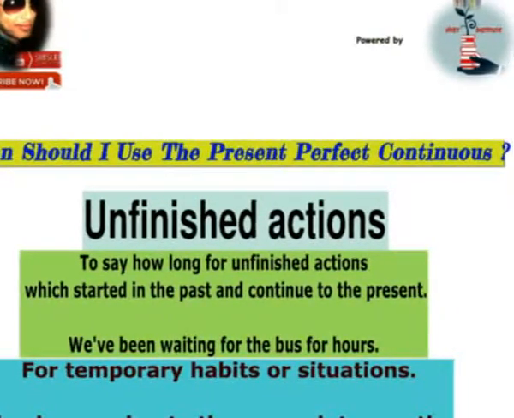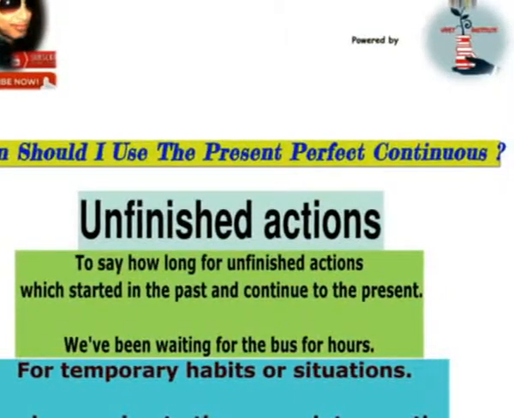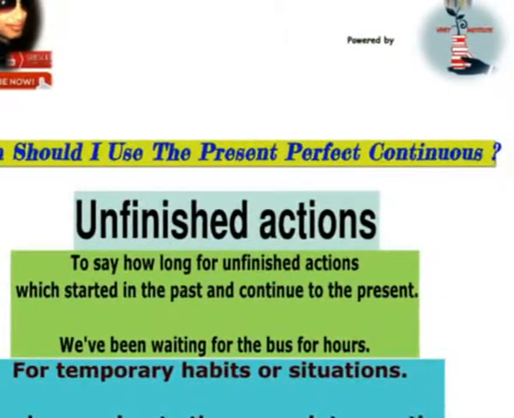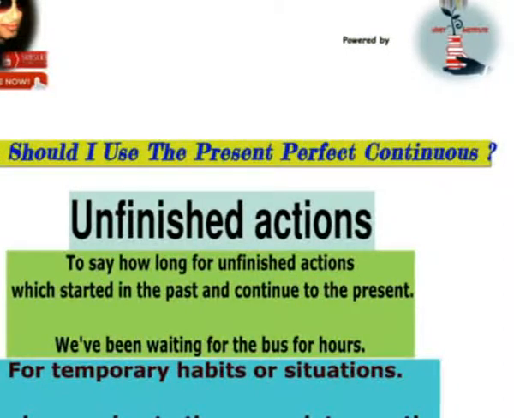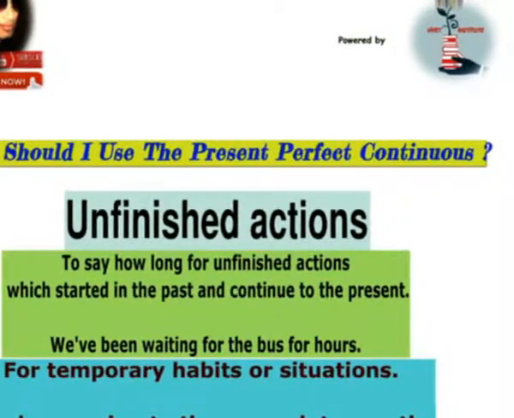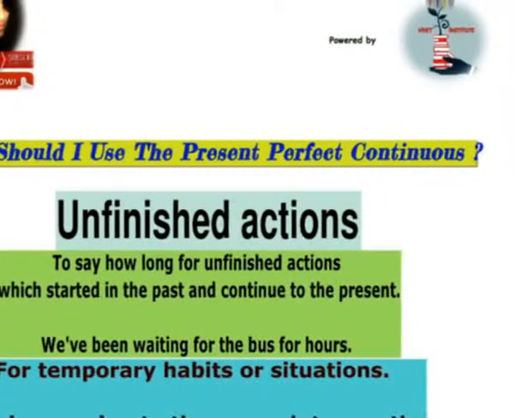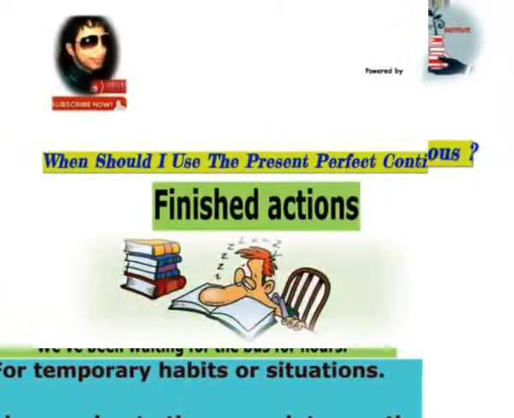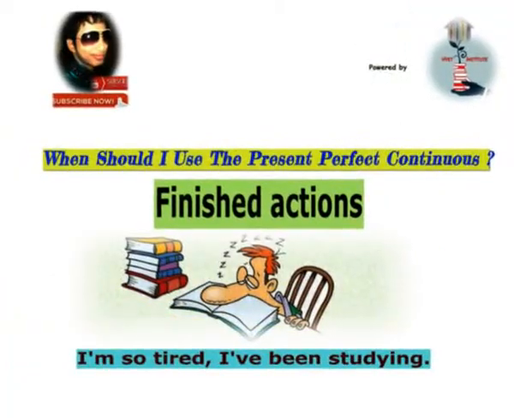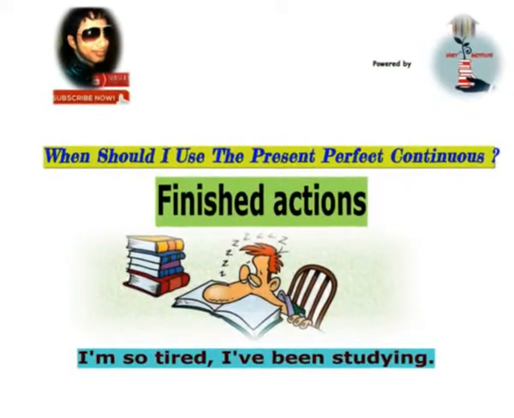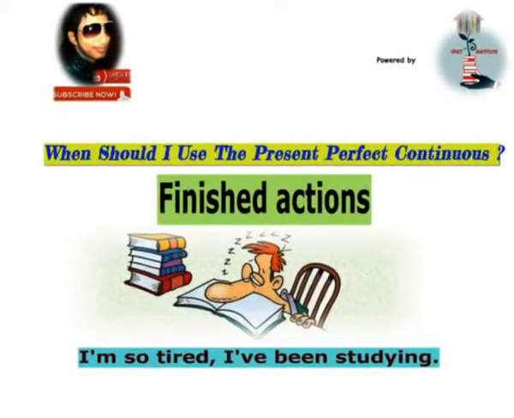We know it's an ing added verb, so you have to put been, and because it is present perfect, you have to put have. So because of perfect, you put have, and before the ing added verb, you put been. So we have been waiting for a bus, so it is an unfinished action. For temporary habits: I have been going to the gym a lot recently, for a temporary purpose.